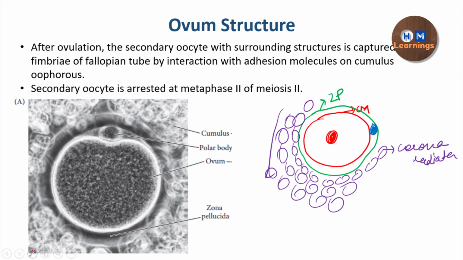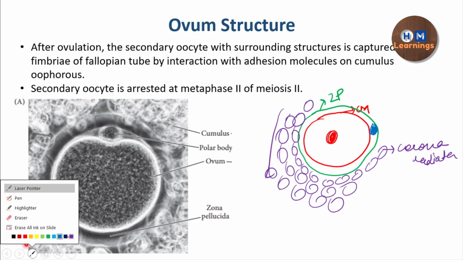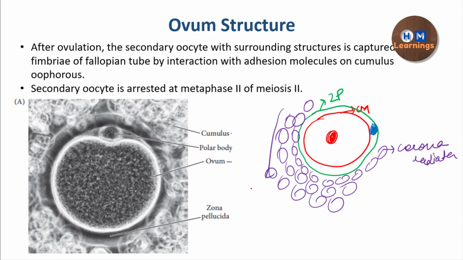Another important point is that these cumulus cells have adhesion molecules, and these adhesion molecules interact with the fimbriated part of the fallopian tube. This is what makes the oocyte able to be picked up by the fallopian tube.